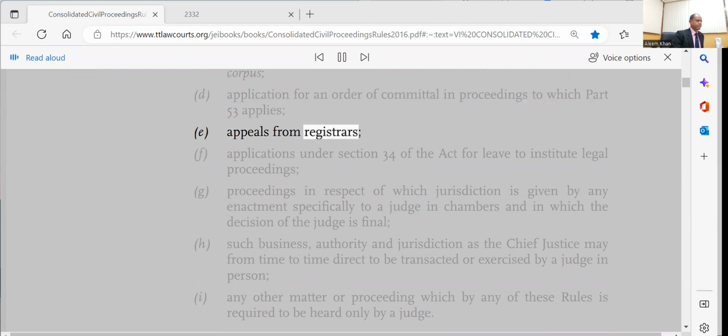E. Appeals from registrars. F. Applications under Section 34 of the Act for leave to institute legal proceedings. G. Proceedings in respect of which jurisdiction is given by any enactment specifically to a judge in chambers and in which the decision of the judge is final. H. Such business, authority, and jurisdiction as the Chief Justice may from time to time direct to be transacted or exercised by a judge in person. I. Any other matter or proceeding which by any of these rules is required to be heard only by a judge.